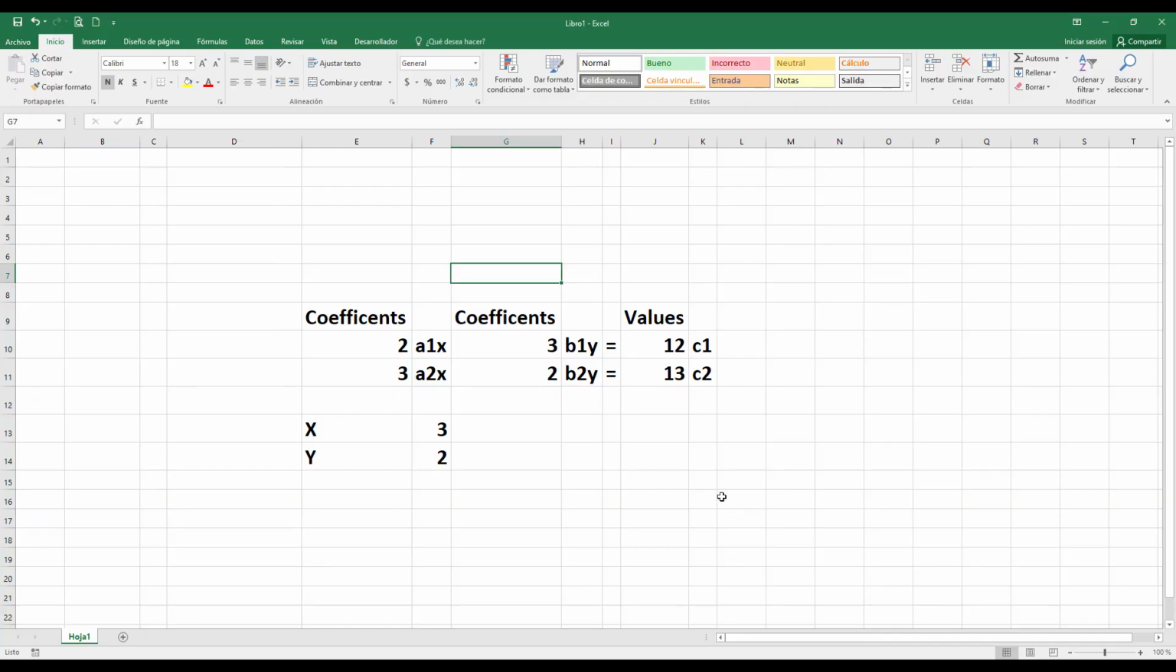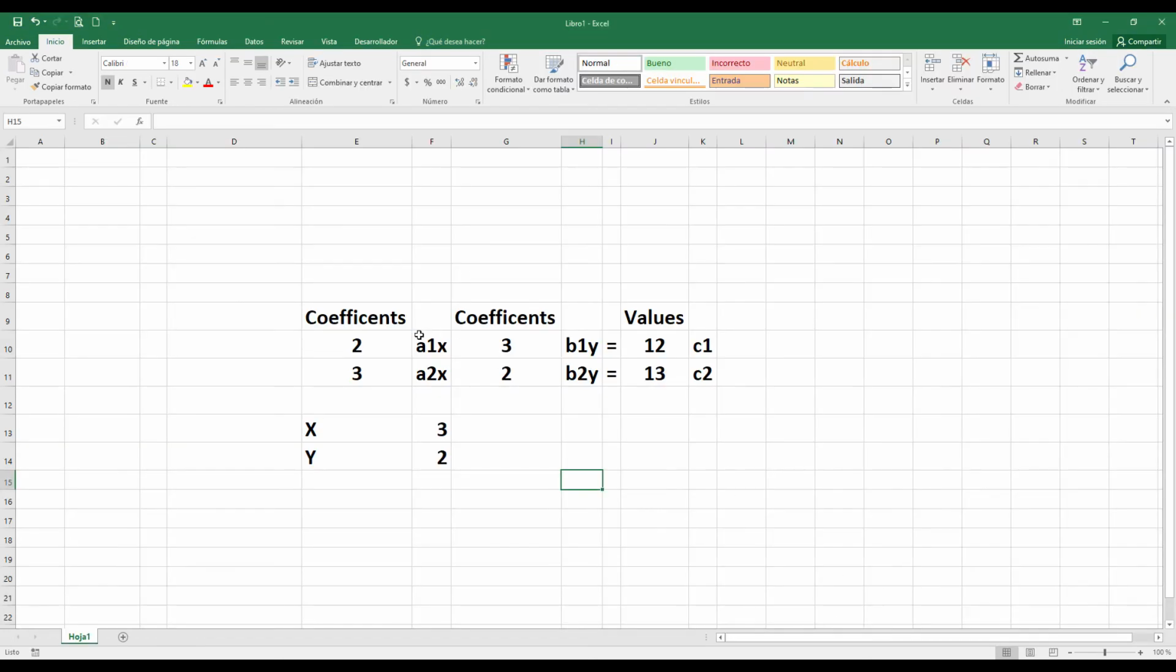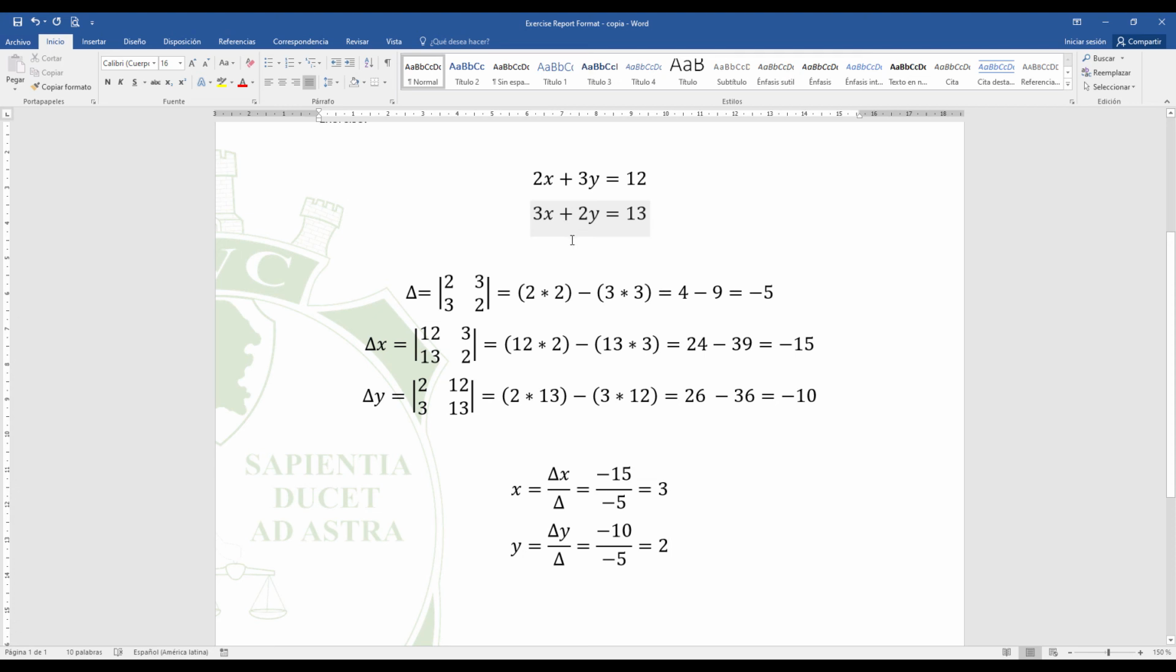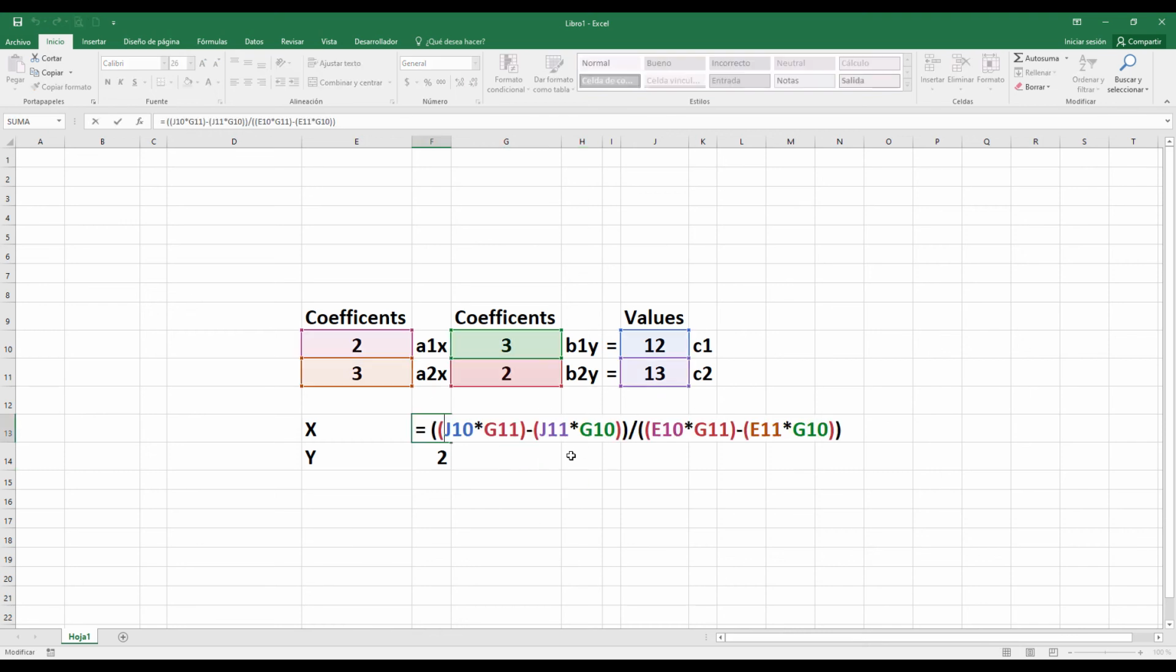Now we have here the format. In that case it is the same sample: 2x plus 3y equals 12, and 3x plus 2y equals 13. You need to use this formula to get the result.